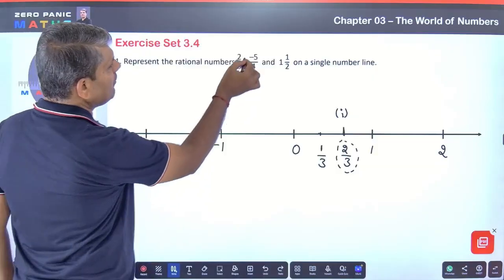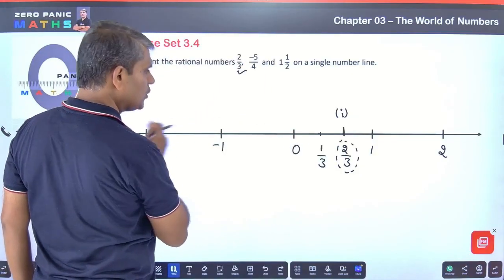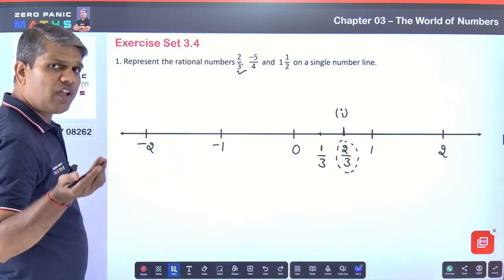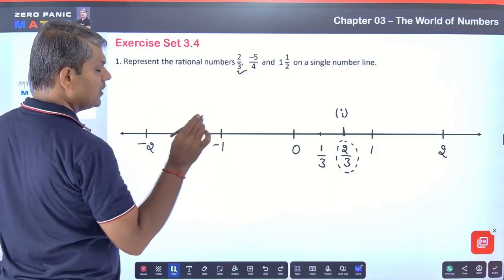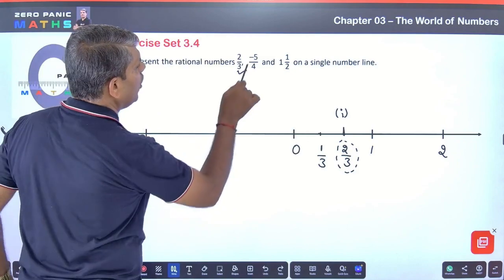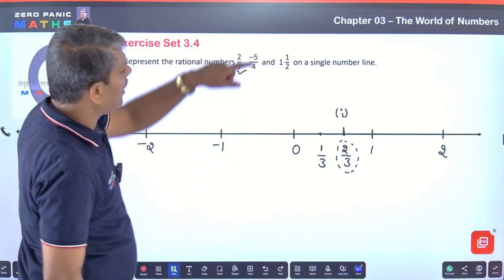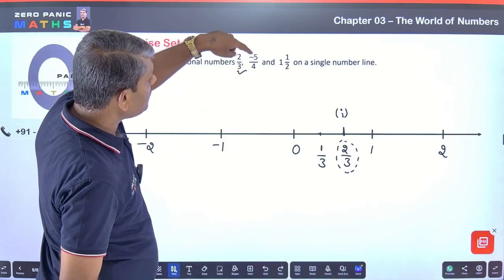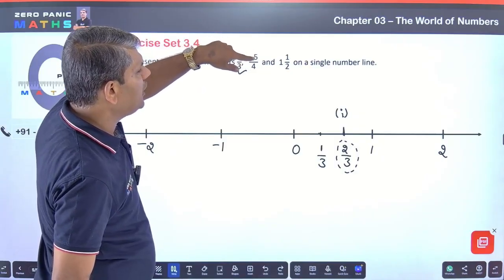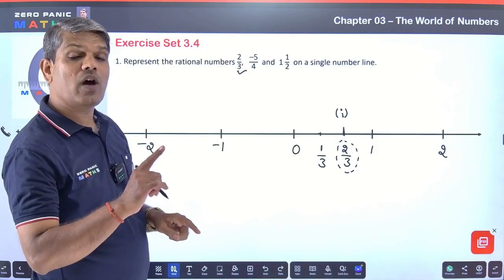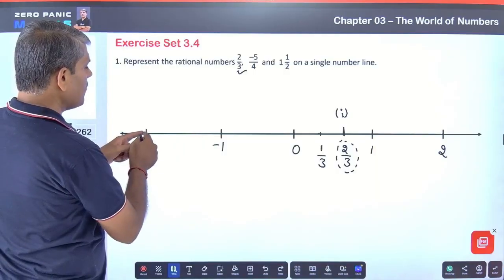Now as it is given as -5 by 4, it will be existing to the left of the 0, obviously between the negative numbers. Okay, now 5 by 4 is the quantity. So obviously you can see that, forget about the symbol, 5 is greater than 4, so it exists between -1 and -2. Understood, right? Okay, -1 and -2.